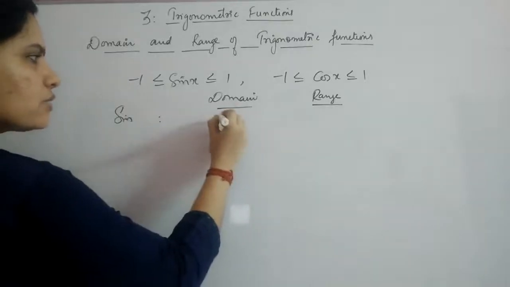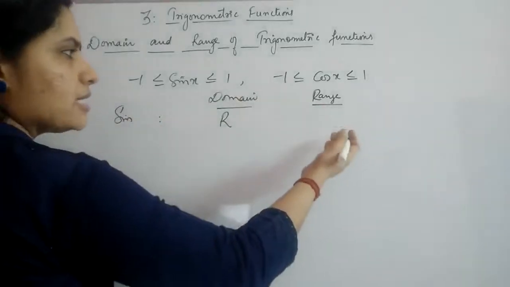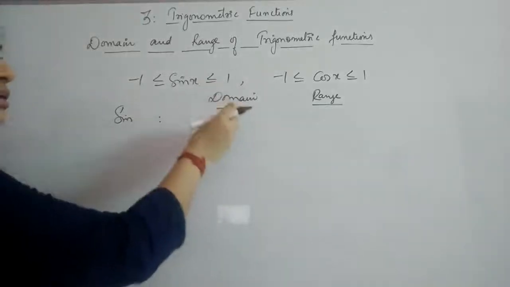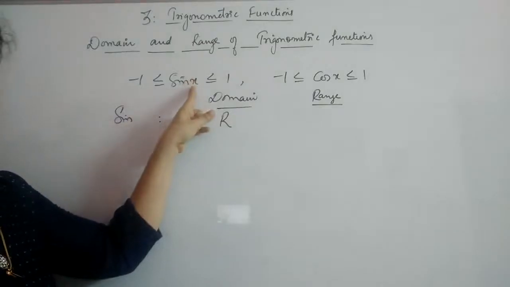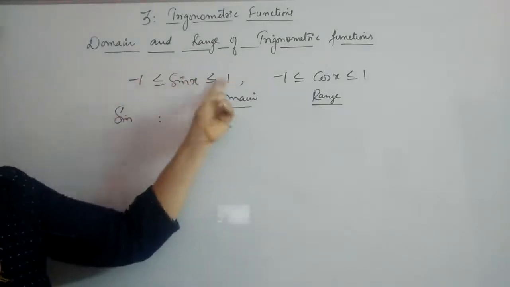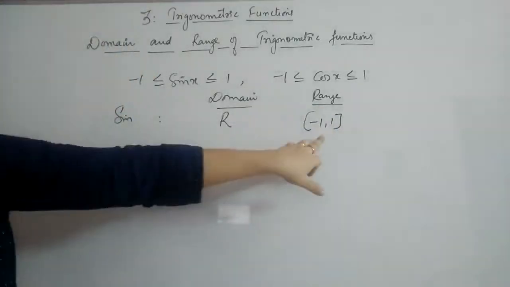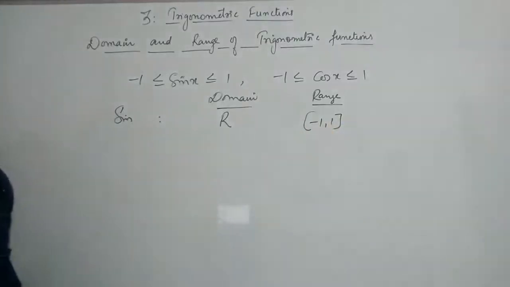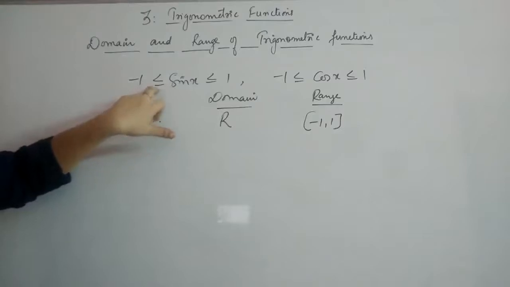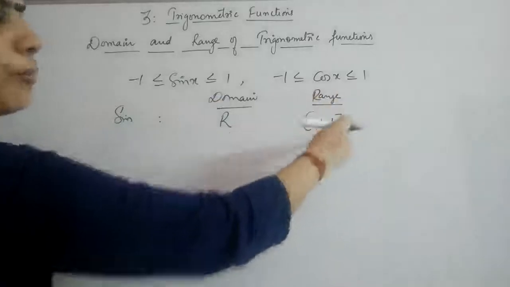There is no restriction, so we can say that R, the set of real numbers, is the domain of the sine function. And the range is the value of sine x when you substitute the real numbers for x, so that sine x will range only from -1 to 1. That means the range will be the closed interval -1, 1. What is the meaning of closed interval? It includes -1 as well as 1 and all real numbers in between. Here equal to is there, so we have a closed interval. If equal to was not there, you would write an open interval.